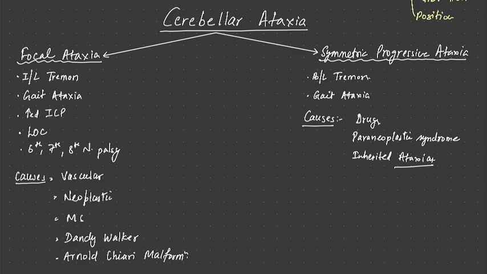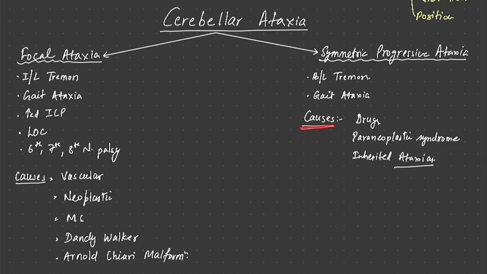Then there will be cerebellar ataxia, which is symmetric progressive ataxia. It is not focal. It is symmetric, means the whole of the cerebellum is being involved. It is progressive, means some progressive condition is underlying this. It will be recognized by bilateral tremors. It is not a unilateral condition, it is bilateral condition. There will be gait ataxia.